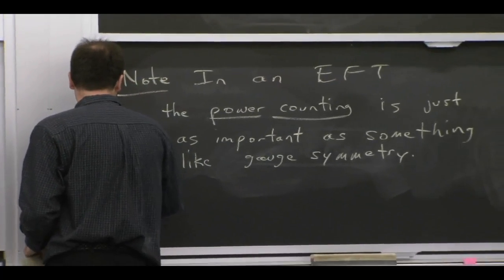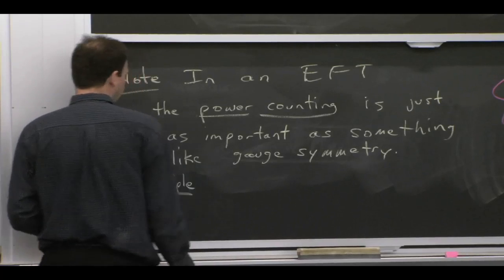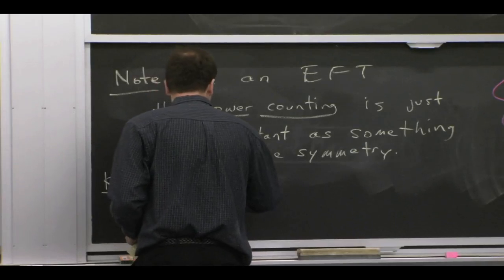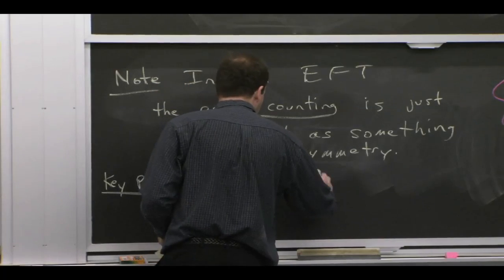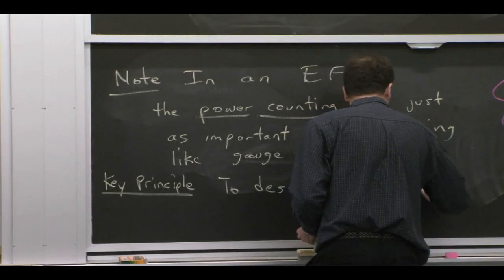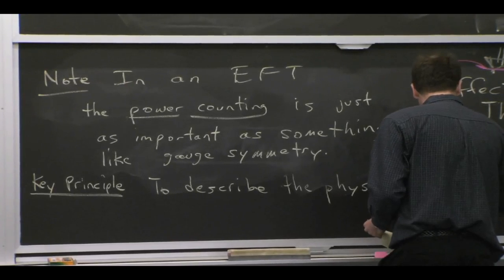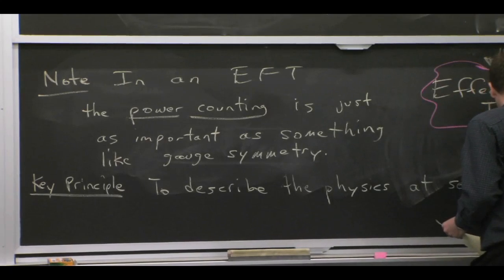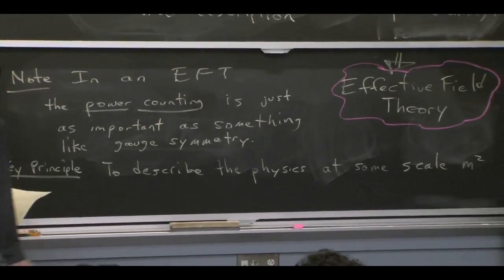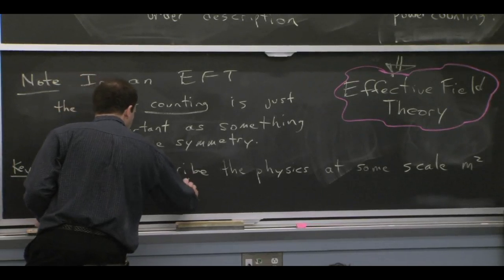OK, so what's the key principle? Well, there's a key principle of quantum field theory that we're using when we design effective field theories. And that is that we're insensitive to physics at higher energy scales. So going back to Wilson, if we're interested in describing the physics at some scale m squared, we don't need to know the details of physics at higher energy.